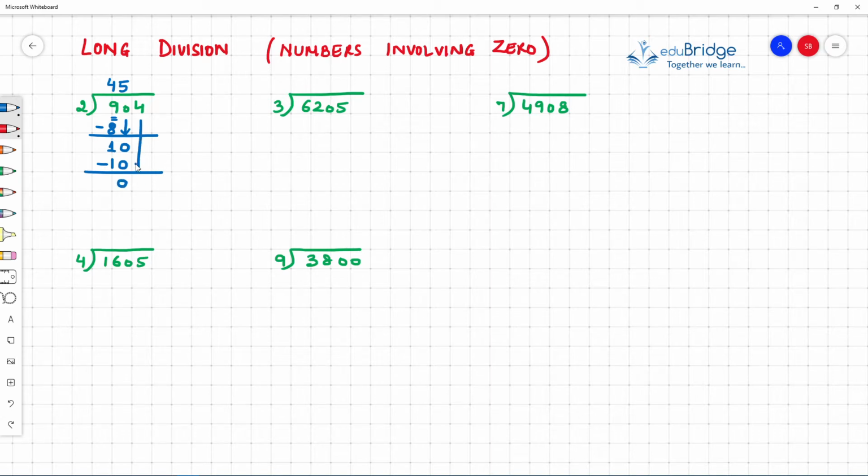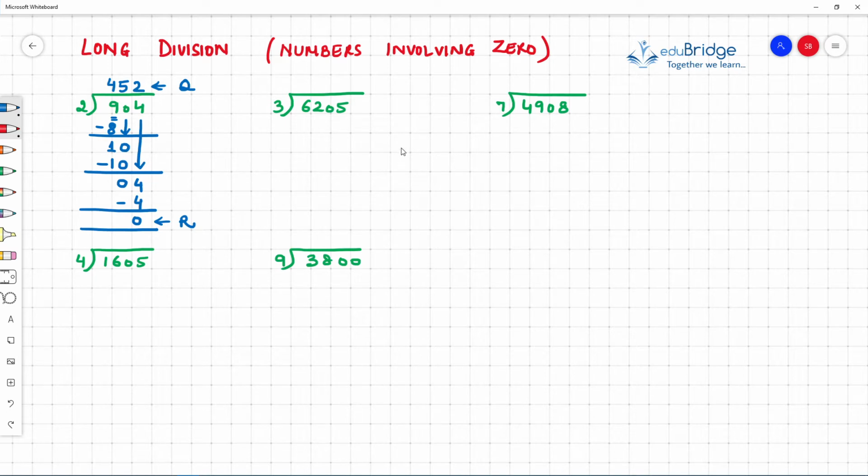We bring down this 4. Here 2 twos are 4. Subtract it and your answer is 0. So this means when we divide 904 by 2, the quotient is 452 and the remainder is 0.